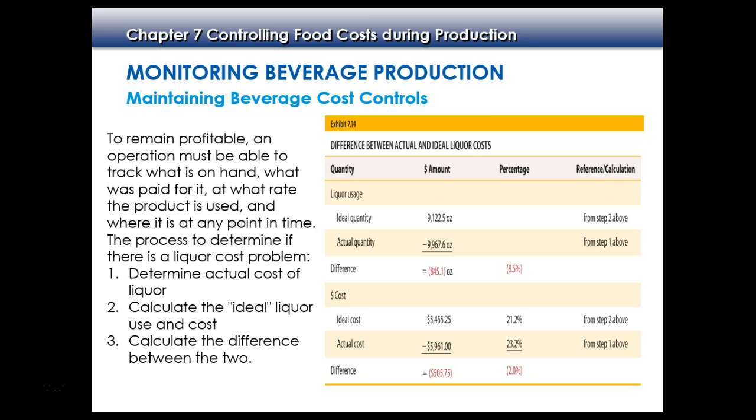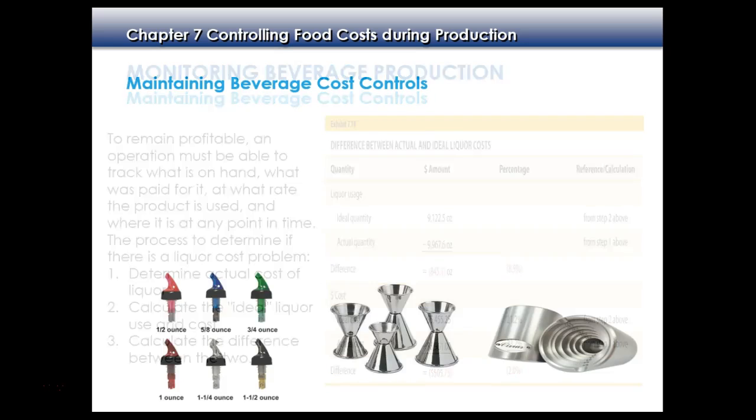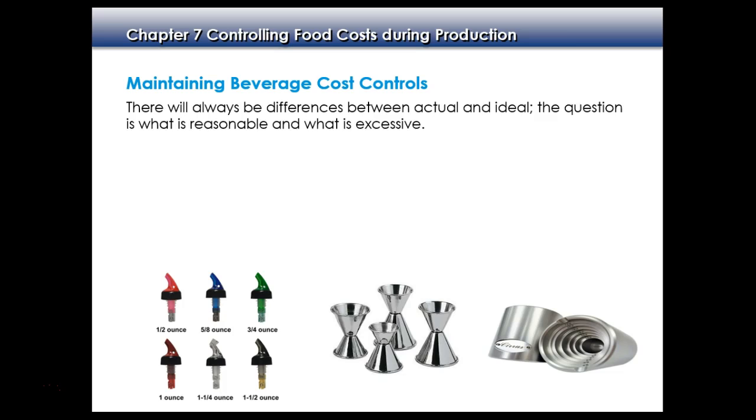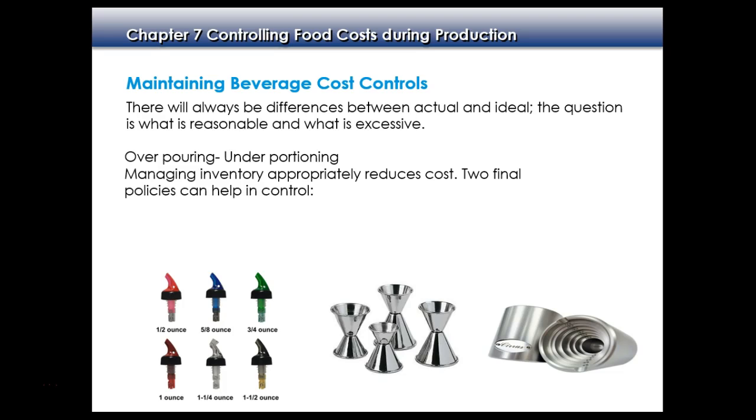Where is this money being lost? And then that way you can track back. Maybe you just dropped that bottle of tequila and that's why that's way off. And then maintaining costs. There's always going to be a difference between your actual and ideal. What it really comes down to is what is an acceptable variance. So overpouring, underportioning, that's always going to happen. Now managing inventory appropriately does reduce cost.